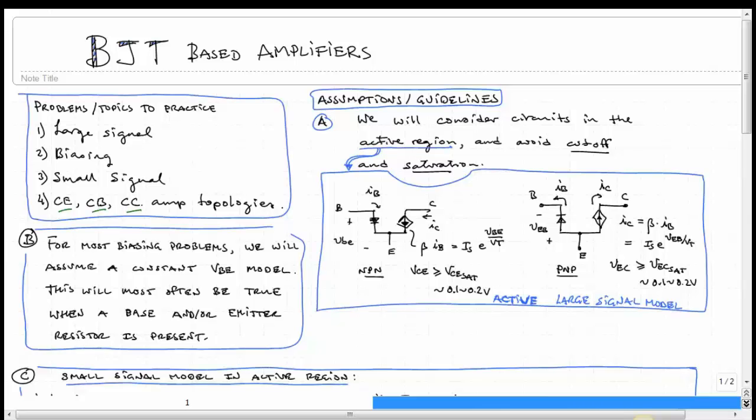We're going to look at some large signal problems. We're going to look at some DC biasing problems where you're going to bias up an amplifier stage to some initial DC operating point. Then we'll look at the small signal equivalent circuit of an amplifier circuit, and finally we'll look at the 3 amplifier topologies, and we'll be looking at things like the open circuit voltage gain or short circuit current gain, input resistance, output resistance, and we will be doing this by way of examples.